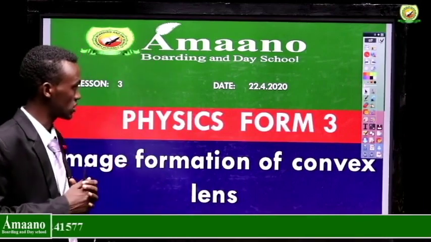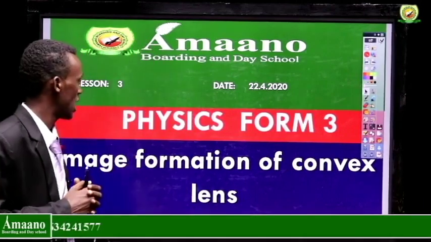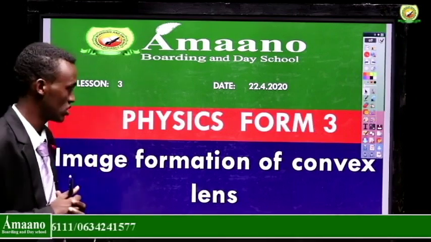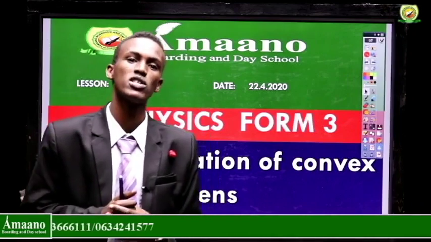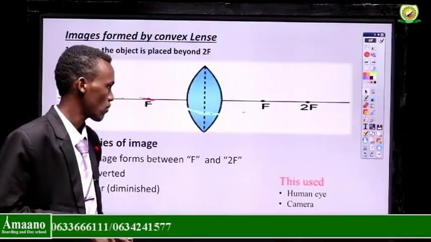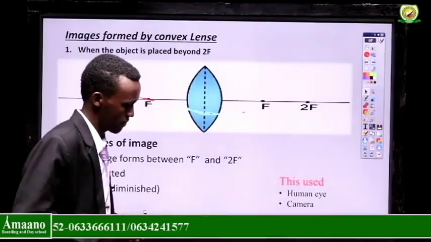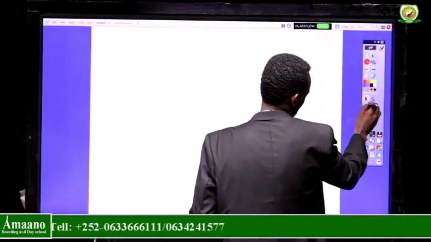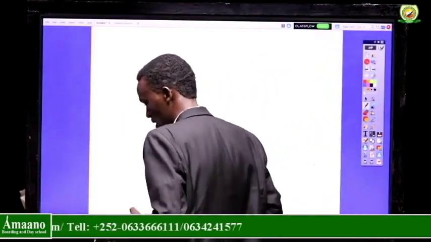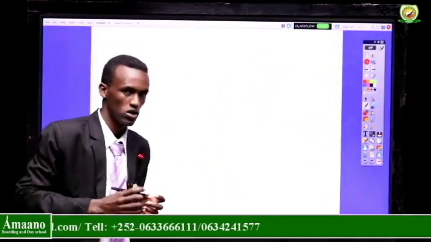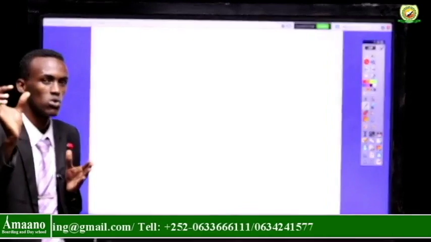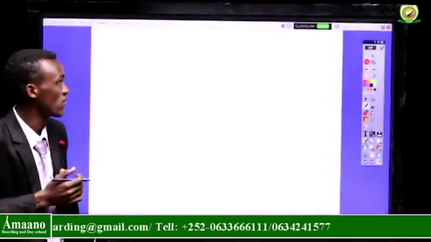Physics Form 3, we started lesson 3. Lesson 3 is image formation of convex lens. Before we started image formation of convex lens, we already studied the rules of construction of convex lens.